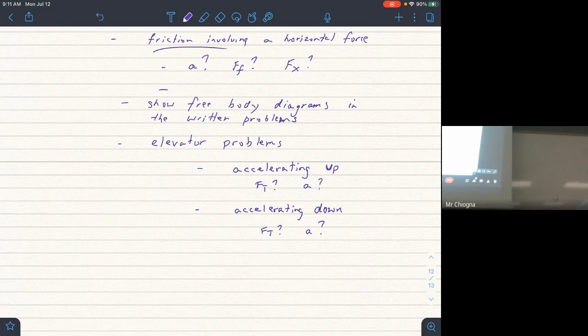And then the last type of question is moving with constant velocity, or speed, either term. They'll use constant velocity or speed in the problem. Up or down, doesn't matter. In that case, the forces are balanced.